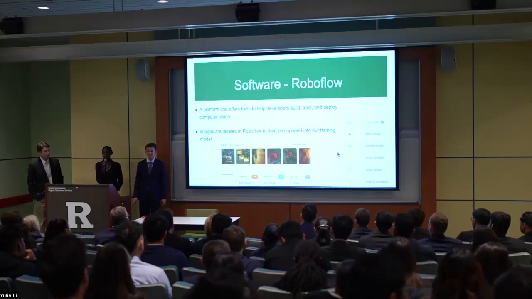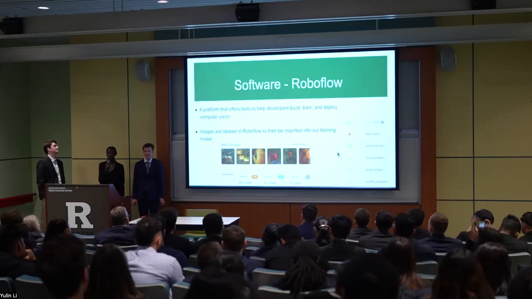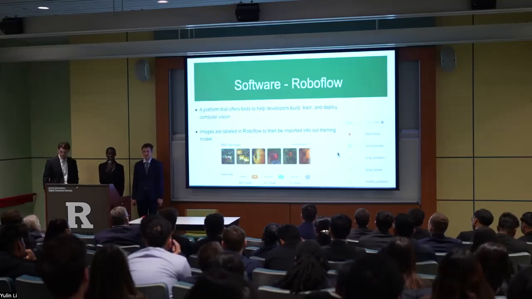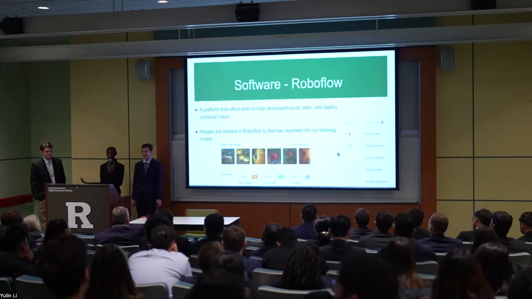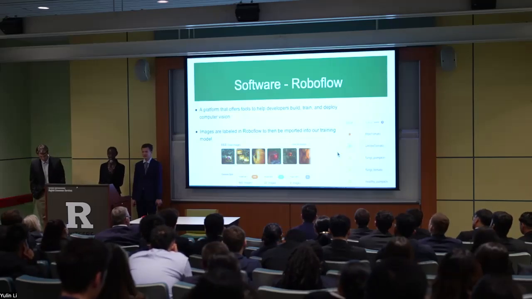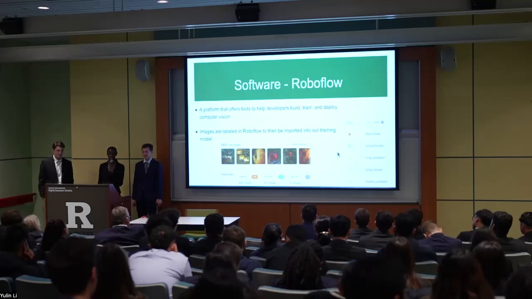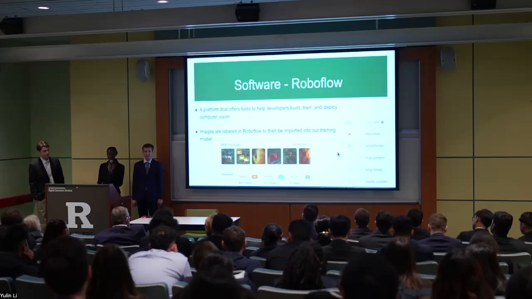So on the back end of our project, we used a software called RoboFlow. It is an open source platform that offers tools to help developers create and deploy computer vision. On the right, you could see the class names that we mentioned in the demo. We then fed images collected from the internet into RoboFlow, which we used to annotate and feed into our training model. The figure below shows the data splits.